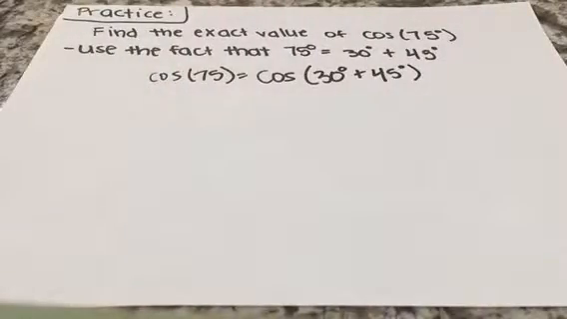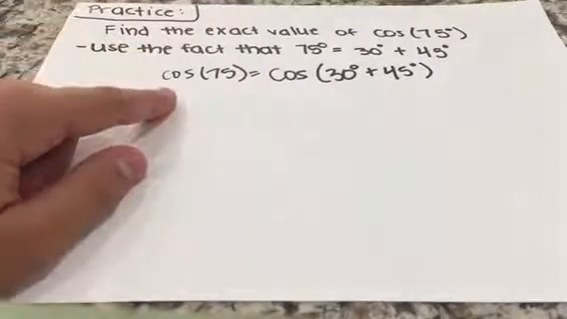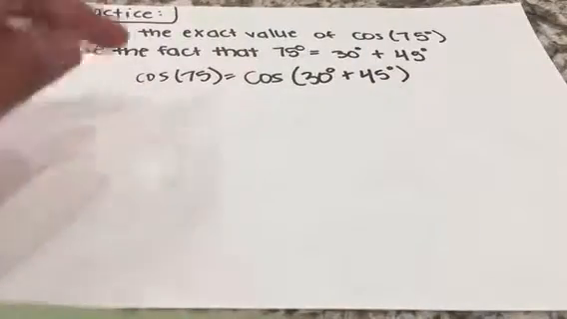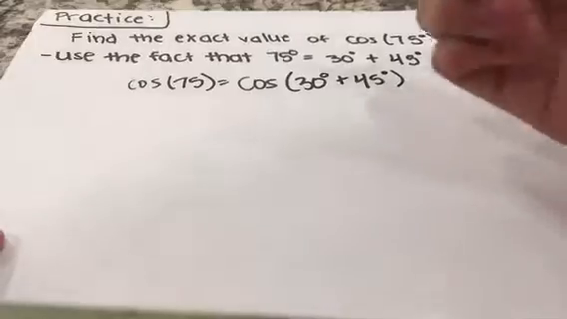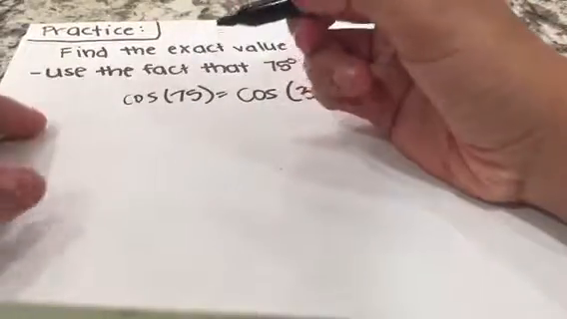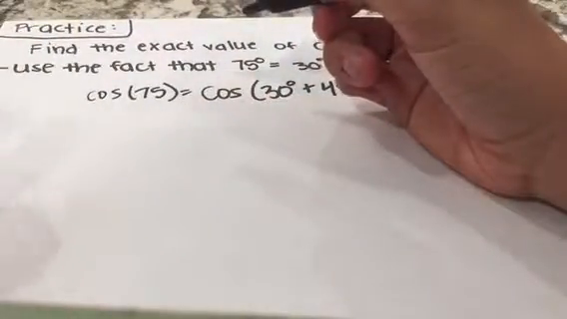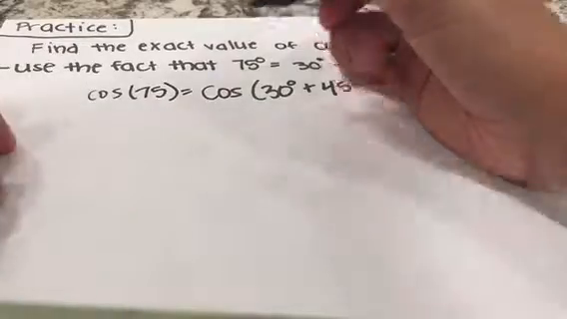So now let's do our first practice problem. Find the exact value of cosine of 75 degrees using the fact that 75 degrees equals 30 degrees plus 45 degrees. With this given information, we're going to put it into this form right here. Cosine of 75 equals the cosine of 30 degrees plus 45 degrees. Now we're going to plug it into one of our sum and difference formulas, which will actually be the cosine of A plus B.